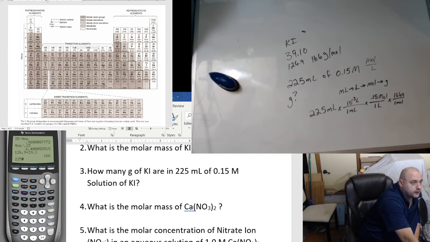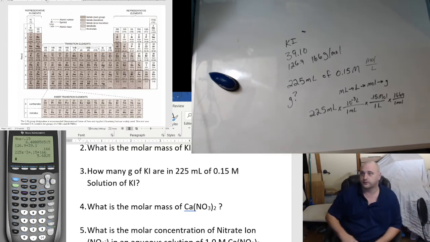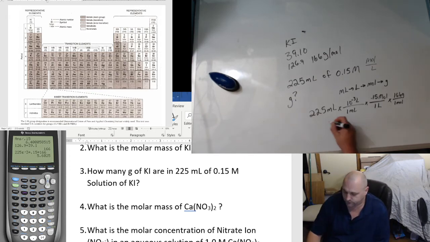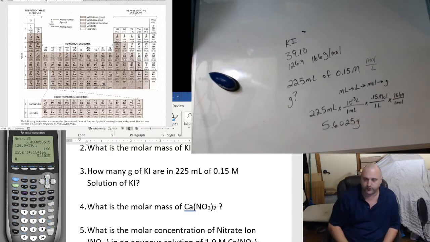225. I'm going to leave second EE. Negative 3. Remember the 10 is built into that EE. And then I'll need 0.15 and 166. I got the 5.6025 grams. So 5.6 sounds pretty good. Easy enough.